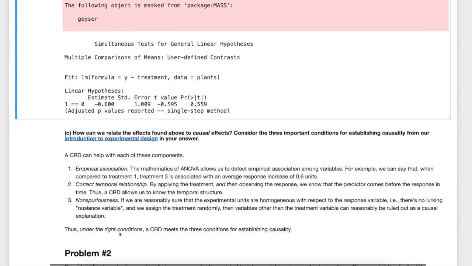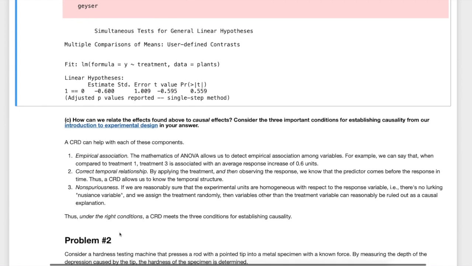Now, what about non-spuriousness? Well, we have to be reasonably sure that the experimental units are homogeneous with respect to the response variable. For example, there's no lurking nuisance variable like sunlight that's having some systematic effect. And so if we assign the treatments randomly and we have homogeneity, then variables other than the treatment variable can reasonably be ruled out as a causal explanation. So basically, we're ruling out other possible explanations and saying that the treatment is really the only one that's left. And that's only really true under these assumptions of homogeneity and randomly assigned treatments.